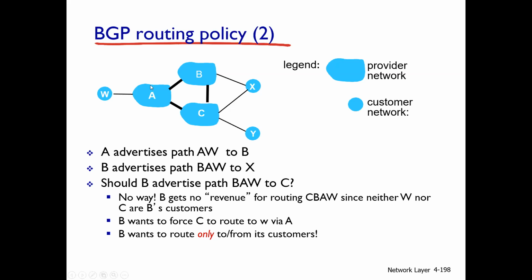For example, the provider network A advertises a path AW to provider B, okay.